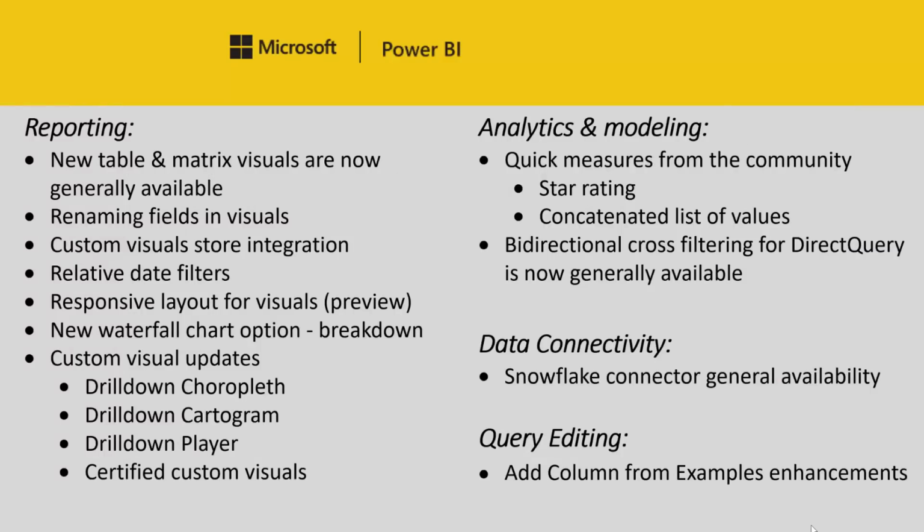The next feature we have on our list is a new option for the waterfall chart. We have this new bucket in our field wheel called Breakdown. And what this lets you do is more easily find what values are causing the biggest difference between the different bars in your waterfall chart.